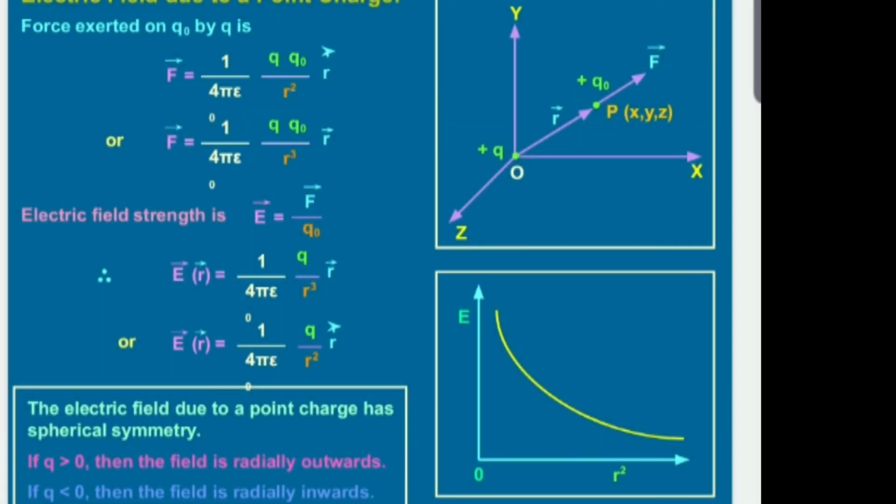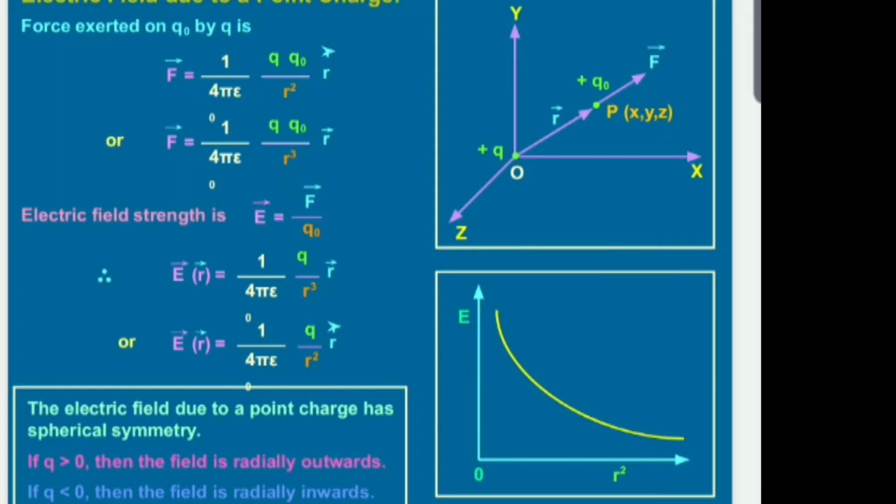And finally, about electric field due to a point charge, the expression for field due to a point charge is 1 by 4 pi epsilon 0 q by r square into r cap, where r cap is a unit vector. And electric field due to a point charge has spherical symmetry, and if q is greater than 0, the field is radially outward, and if q is less than 0, the field is radially inward.